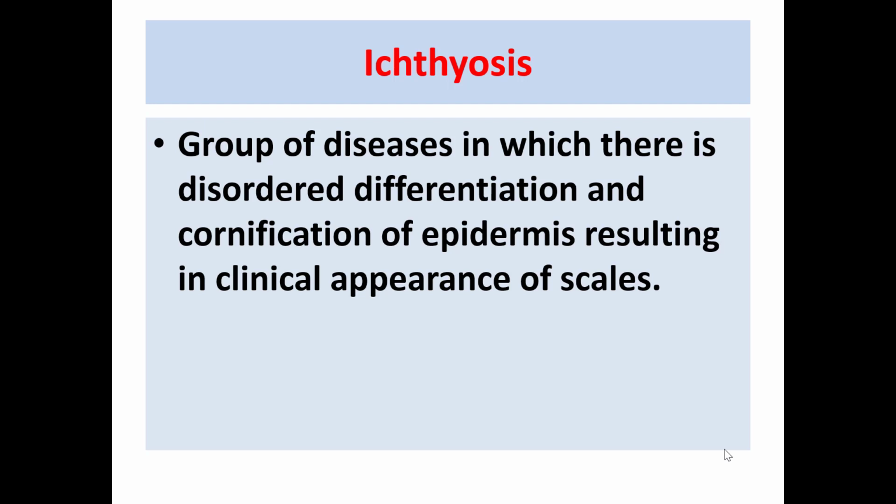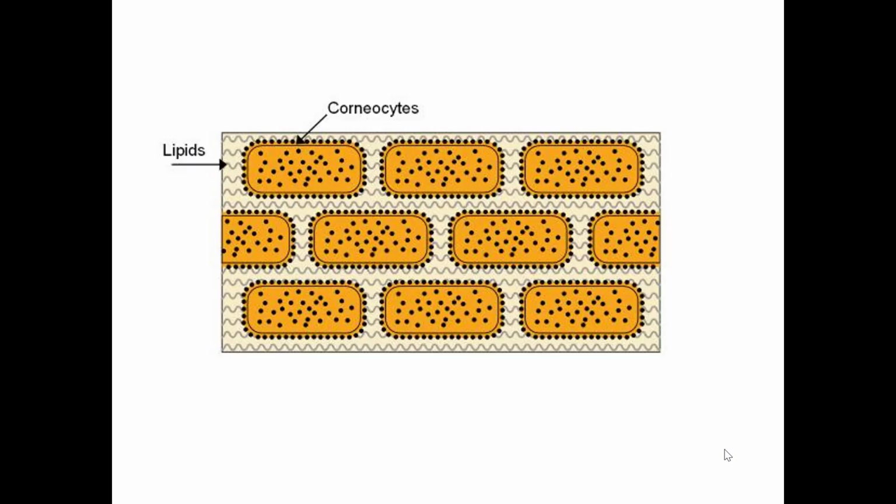You'll be noticing that there are only some variations in the distribution of the scales, the color of the scales, and the size in the three subtypes, but they are all polygonal scales, attached at the center and free at the periphery. But why does ichthyosis happen in the first place? Now, this is a very important diagram. If you observe, this is the stratum corneum. It is composed of cells, the corneocytes, embedded in a matrix.